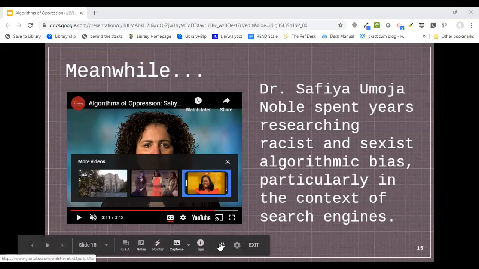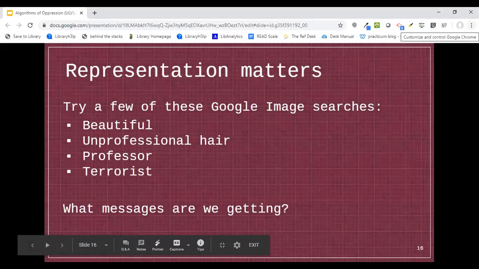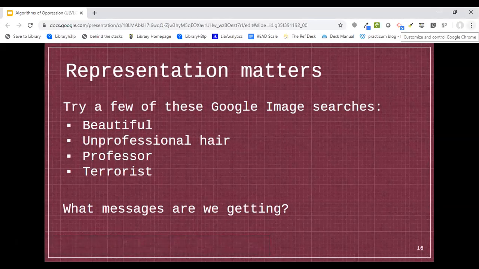Okay, so let's see what I have here. I'm going to ask y'all to take a moment to do a Google image search. You can always just Google it and click on the images tab like you saw me do. Three of these are things that I have used as search examples in classes that also are in Dr. Noble's book. And then the last one is another one that I just came up with because I had a hunch about how these things would be presented. So if you'll search for one or two of these and then type something into the chat about what messages we're getting when we see image results like this from Google.